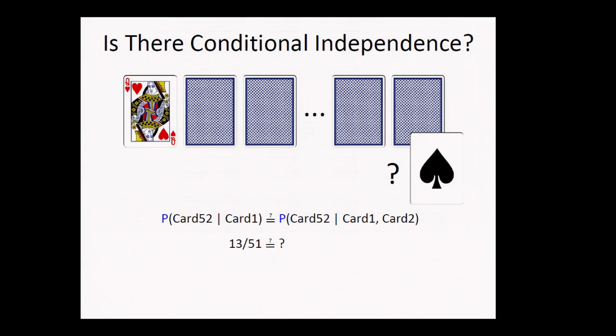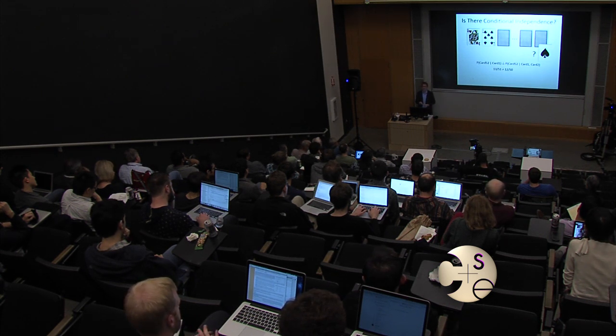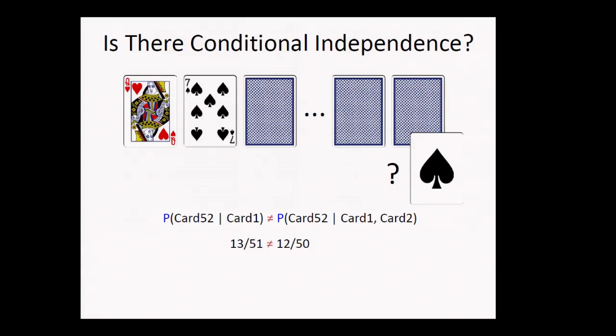So let's say that we observe the second card. Is the probability going to change? If there is conditional independence, then it's not going to change the probability at all. If there is no conditional independence, then things will change. So what changes if I observe that the second card is the 7 of spades? It becomes 12 over 50, right? So what this tells you is that there is no conditional independence here if you observe this second card.